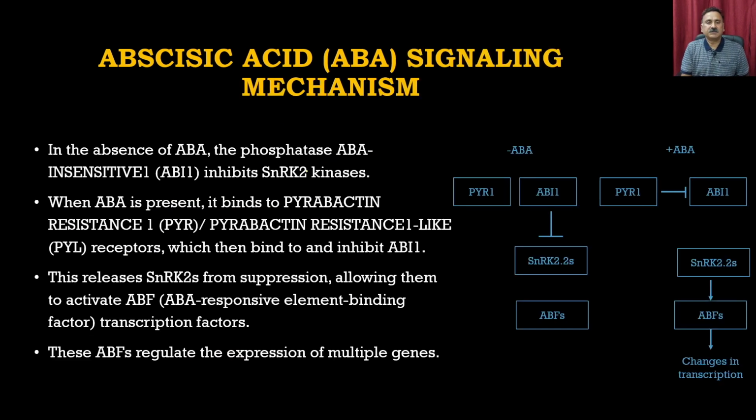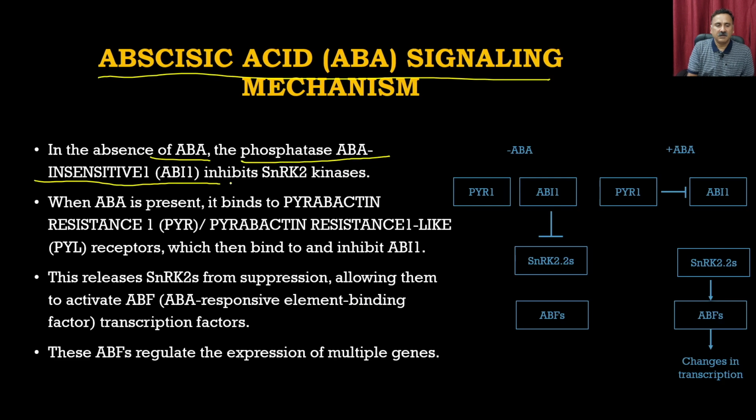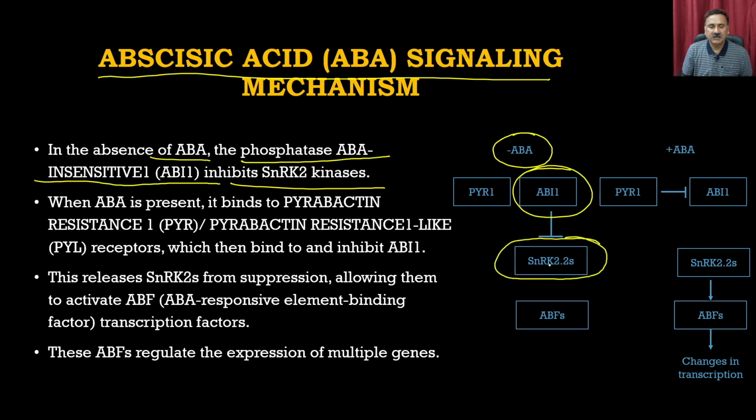How does the signaling work? Abscisic acid signaling. In the absence of ABA, the phosphatase ABI1, ABA insensitive, inhibits the SnRK2 kinases. So in the absence of ABA, ABI1, which is a phosphatase, is going to inhibit the activity of this particular kinase, and that is in turn.